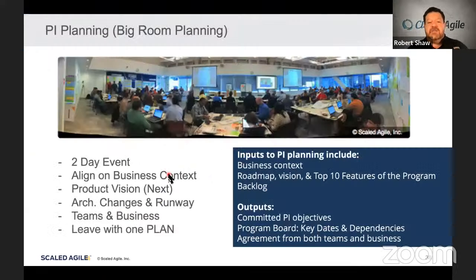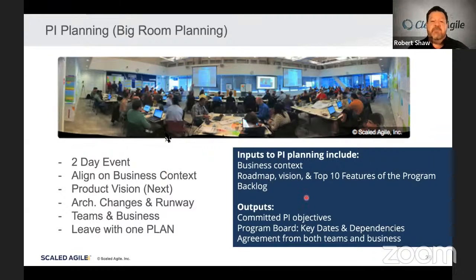So we talked about this a little bit. The PI planning event is the thing most people know SAFe for. It's a 2-day planning event with everybody, referred to as big room planning. It is noisy, it is chaotic, it is powerful. I actually absolutely love this event. The goal is to get the teams and business aligned, alignment of strategy and execution on what's needed and what's possible. This group comes out of this event with one plan for what they're executing in the PI.